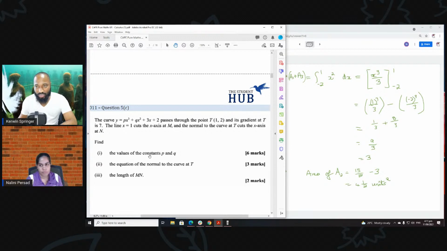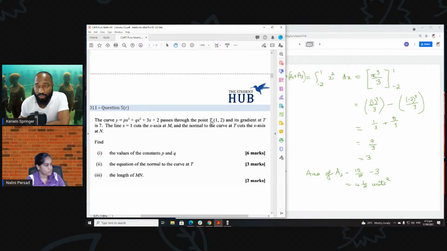Find the values of the constants p and q. So that's the first part for 6 marks. We weren't given much where that is concerned. We have the curve y is equal to px cubed plus, so we have the 2 constants hidden in there. You all seen it, right? I don't need to zoom in anymore. We have the 2 constants hidden inside there, and we want those 2 constants.